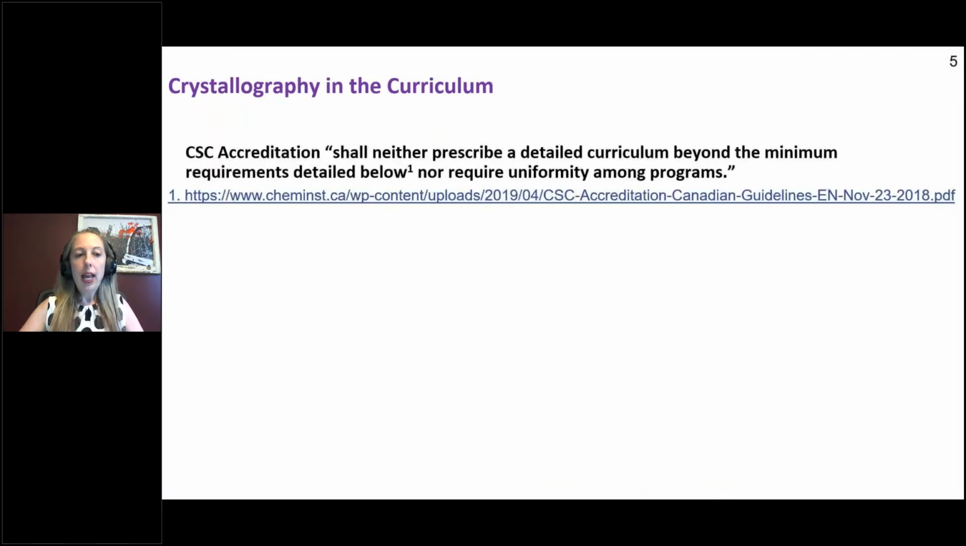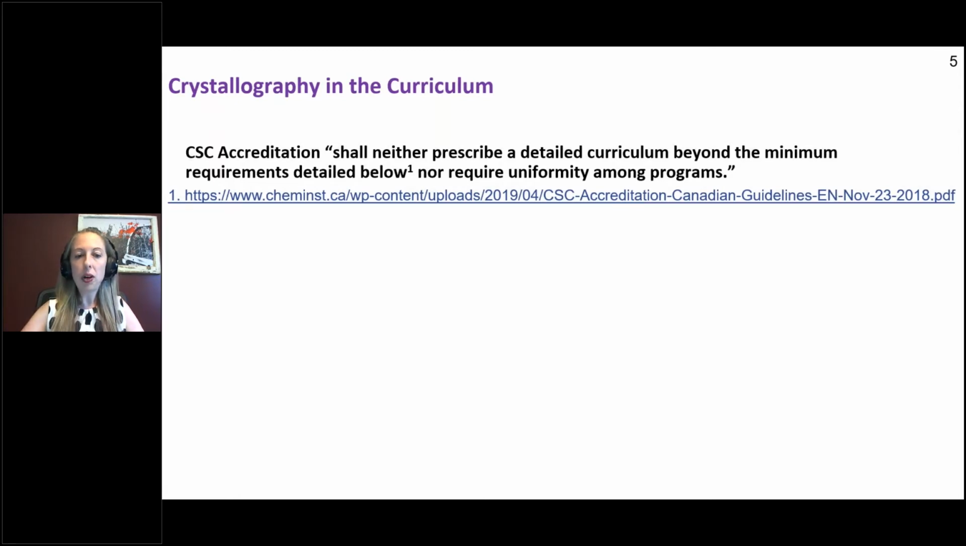The Canadian Society for Chemistry Accreditation actually states that it shall neither prescribe a detailed curriculum beyond the minimum requirements detailed in this accreditation document, nor does it require uniformity among programs, which means that from one university to another, there actually is a bit of diversity in terms of what you might see in first semester versus second semester general chemistry, or what you might see in first versus second versus third year inorganic chemistry, for example.